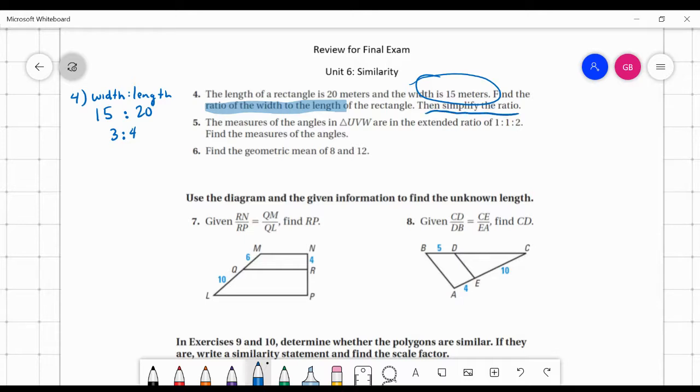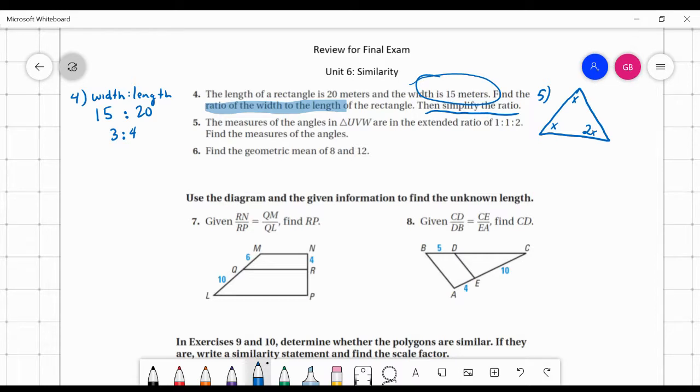For number 5, the measures of the angles in triangle UVW are in the extended ratio 1 to 1 to 2. Find the measures of the angles. So what that is telling you is that if you have a triangle and the ratio is 1 to 1 to 2, then if two of them are x, the third one would be 2x. So 1x, 1x, 2x.